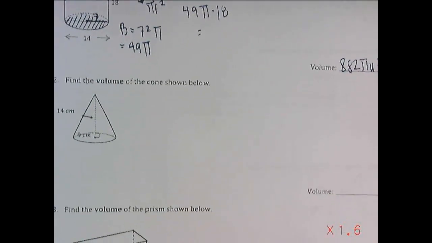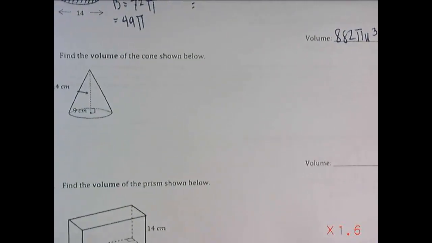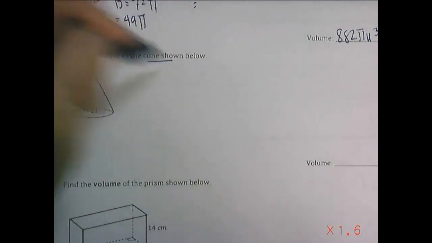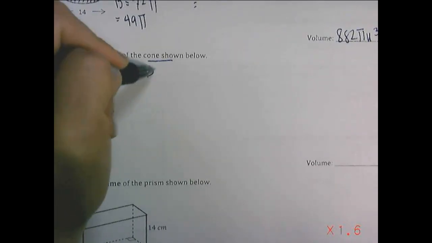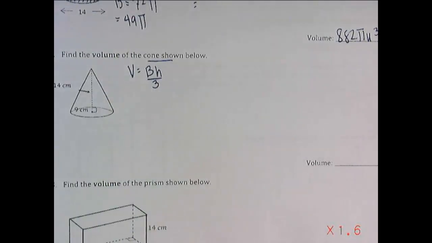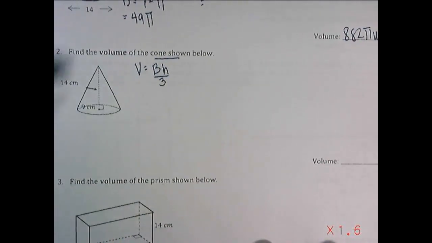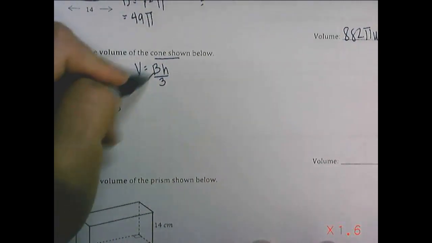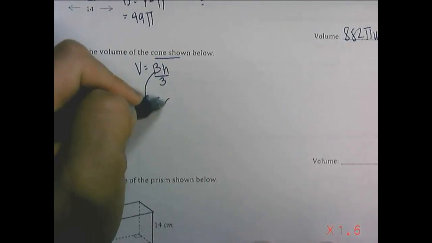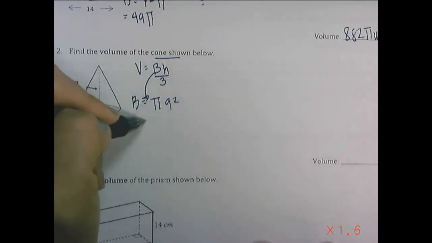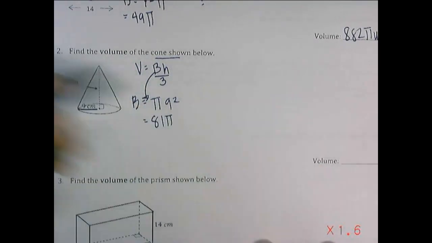Okay, for number 2, it's a little bit different. It's a cone, all right? So your volume is going to be equal to big B, the area of your base, times your height, but this time divided by 3. All right, so my radius here is 9. Again, it's a circle, right? So big B is going to be equal to pi times my radius, which is 9 squared. That's going to equal 81 pi.